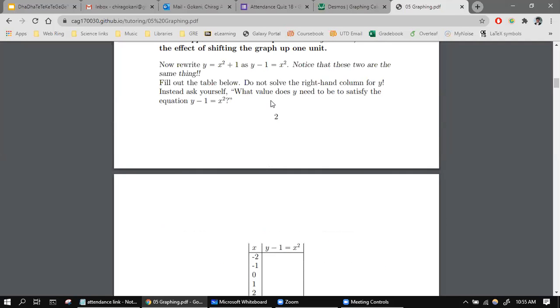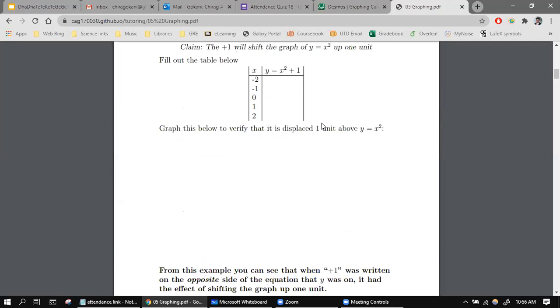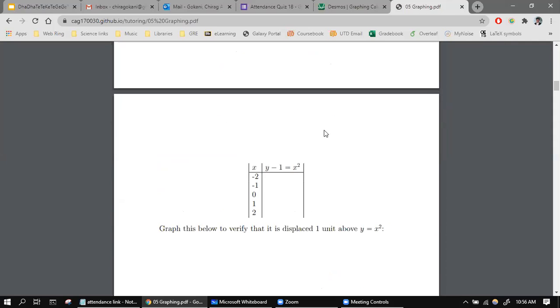Let's see what I actually asked you to do. I said do not solve the right-hand column for y. So the table itself is not going to be the same thing. Thank you so much. Yeah, you're welcome, Adi. Let's see the table. Are you looking at the screen I'm looking at here?